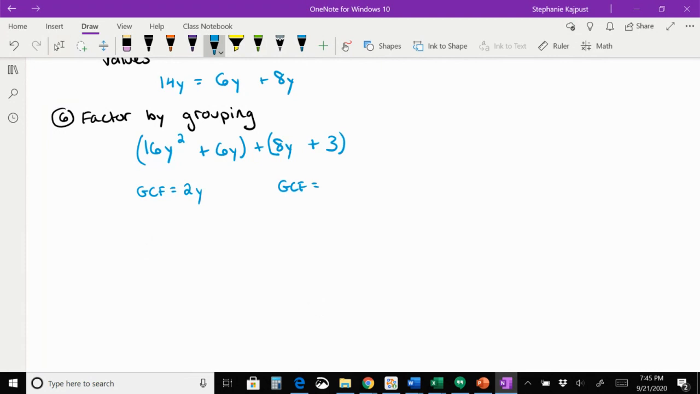Second pair, 8 and 3 don't have anything in common. There's no number in common, so I'm going to write a 1. And then I have a y, but I have something without a y, so I can't even take out a y. So I just literally have my GCF there, and it's just a 1.